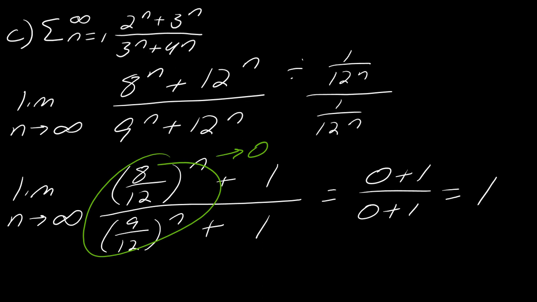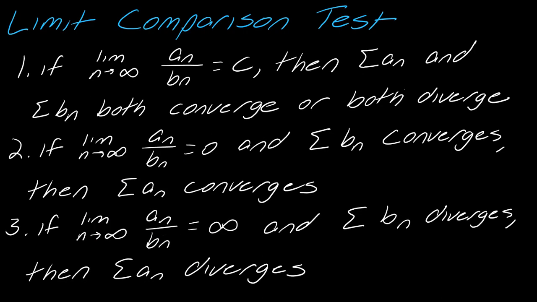Okay, so what do I do with that? Going back to the limit comparison test, you set up this test and you see what you get. In this case, I got a number C. So what that means is that either both series converge or both series diverge.